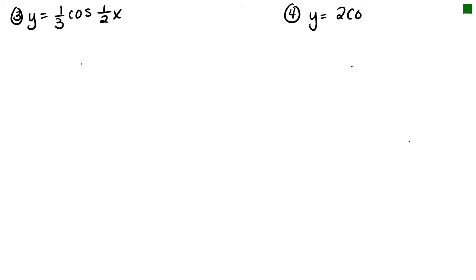All right, let's do 3 more examples. So example 3, example 4. Example 3 is y equals 1/3 cosine 1/2 x. Example 4 is going to be y equals 2 cosine 12x. We're going to figure out our amplitude and our period on both of these.